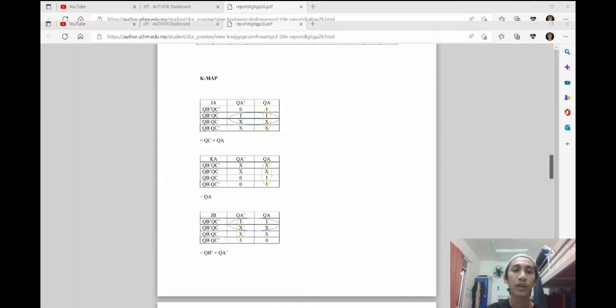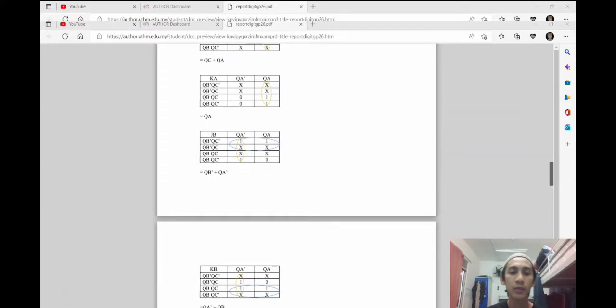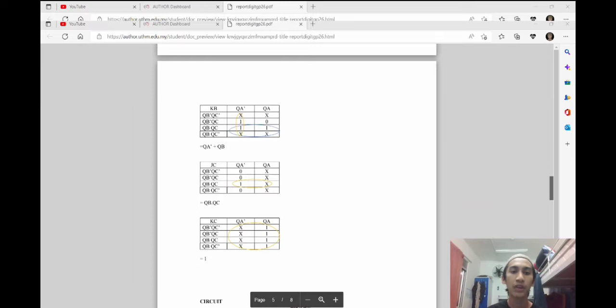For the K-map, for flip-flop A, JA, the simplest equation is QC plus QA. For KA, the simplest equation we got is QA. Next, for flip-flop B, for the JB, the equation that we get is QB bar plus QA bar. For KB, we got QA bar plus QB. For the last flip-flop, which is flip-flop C, for the JC we have QB QC. For the KC, we got 1.